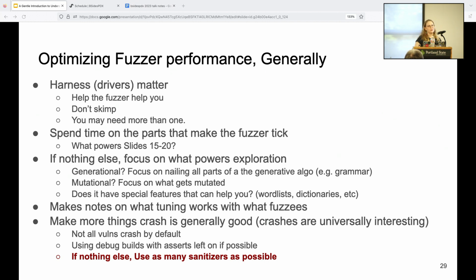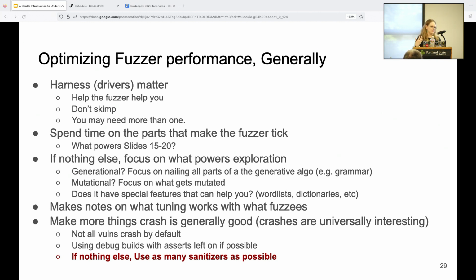You need to understand what makes the fuzzer tick to figure out how to optimize it. The stuff you would do to optimize a grammar fuzzer, which uses generational techniques, doesn't work on a mutational fuzzer and vice versa. That's why I didn't want to be prescriptive in this talk. Mutational fuzzers are the big business right now, but that doesn't mean that's going to be the case in 10 years. So generally, whatever powers exploration, if you can only spend time optimizing one area, focus on that.